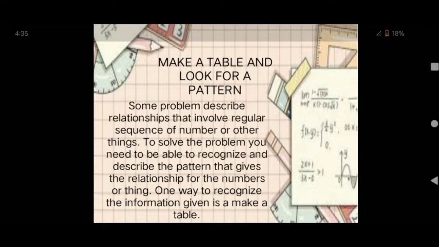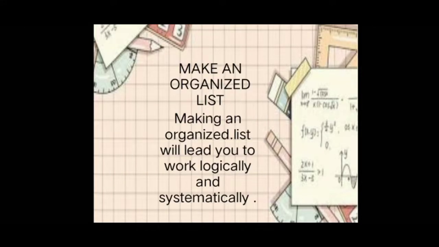The second strategy is to make a table and look for a pattern. Some problems describe relationships that involve regular sequences of numbers or other things. To solve the problem, you need to be able to recognize and describe the pattern that gives the relationship for the numbers or things. One way to recognize the information given is to make a table. The next one is make an organized list. Making an organized list will lead you to work logically and systematically.